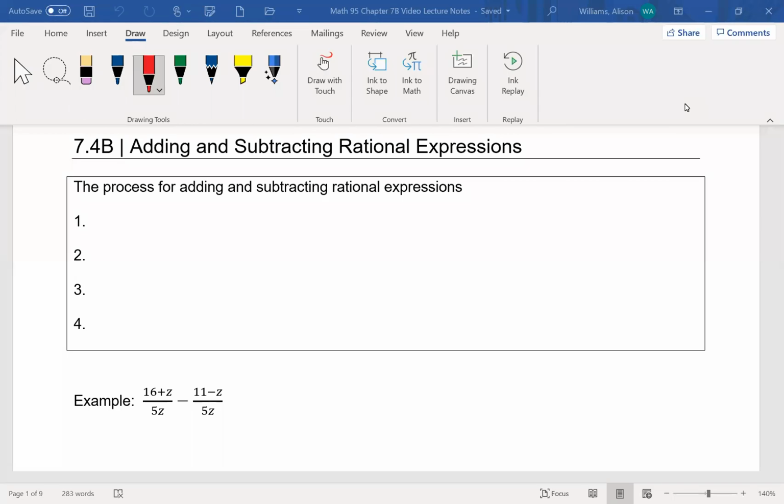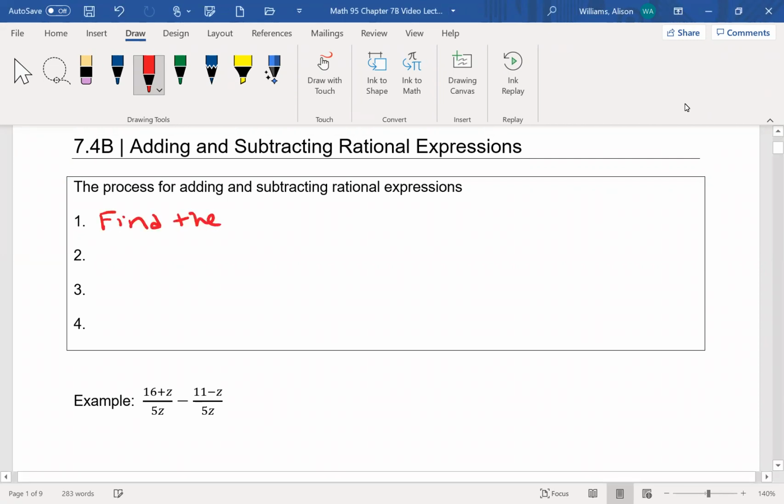In this video, we're going to go through adding and subtracting rational expressions. So let me go ahead and give you the steps, or the process, we're going to follow as we do this. First thing, we're going to find the least common denominator. Now this process was done in section 7.3, so hopefully that's comfortable with you. You know how to find the least common denominator.